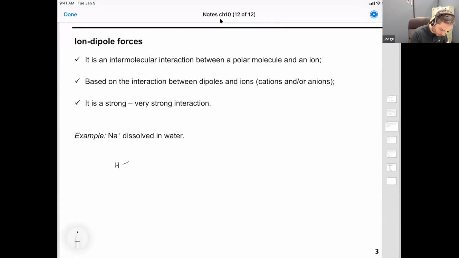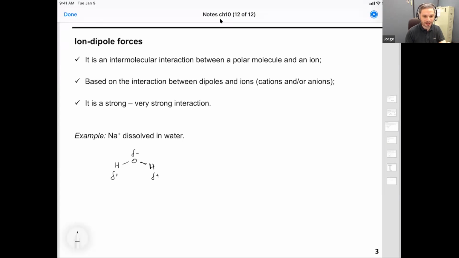So let's draw here the water molecule again. So this is a polar molecule because the resulting dipole vector is different from zero. We know here that oxygen is the negative pole of the molecule, and hydrogen is the positive one, and that's caused because of the electronegativity difference. So therefore, the water molecule is polarized.